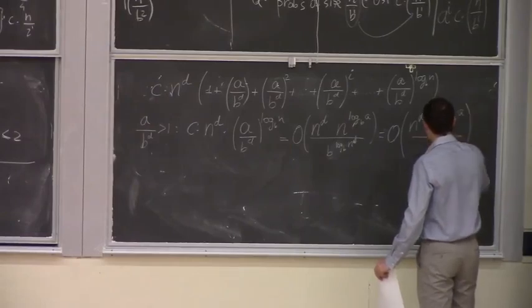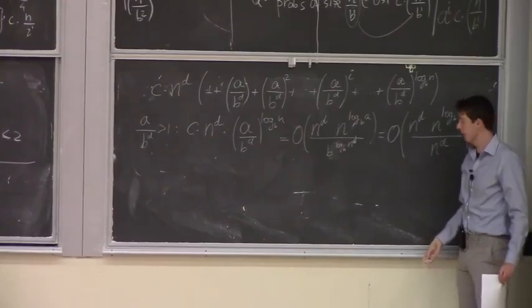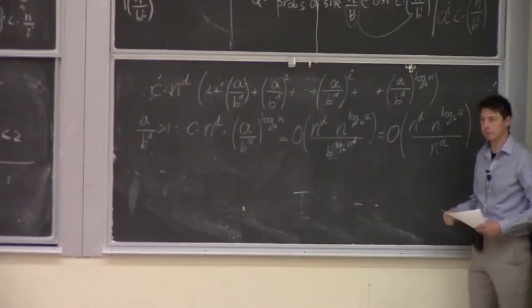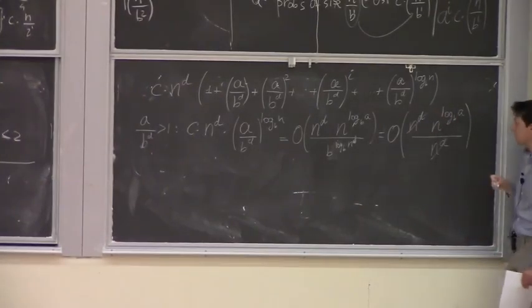And the bottom becomes n to the d, right? Because I'm just switching these guys, OK? And it's n to the d to the log b of b, which is 1. OK? So these two guys cancel. And the answer is n to the log b a.